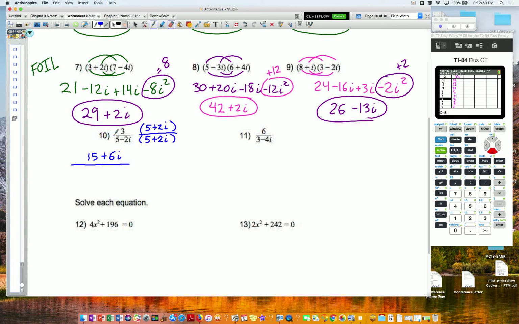On this one, I'm going to show you all the steps, but as I've shown in class, you don't necessarily have to do the middles. So 5 times 5 is 25. Outside is 10i. The inside is minus 10i. And the last is minus 4i squared. So the minus 4i squared is really 4. The middles cross out. So I'm left with 15 plus 6i all over 29.